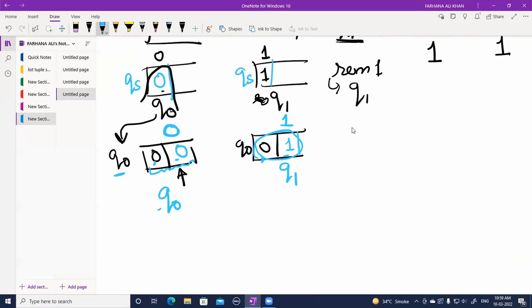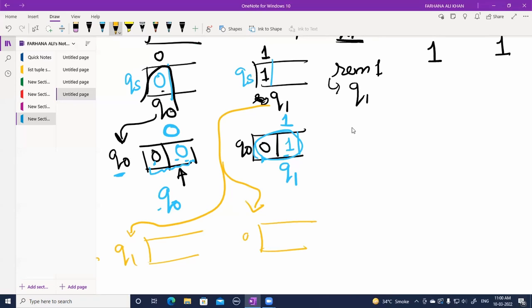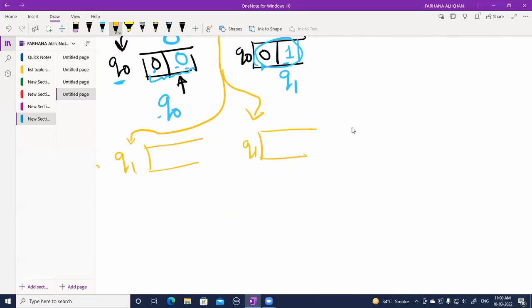So we had considered Q0 with the next bits 0 and 1, but we have not considered Q1. So we will now consider the Q1 state as the resultant state, and as we are having two bits, 0 and 1, we are going to have two tapes. So here we will consider one tape with Q1 and one more tape with Q1. What was the string represented by Q1? Q1 represents string 1. So this is 1 and this is again 1.